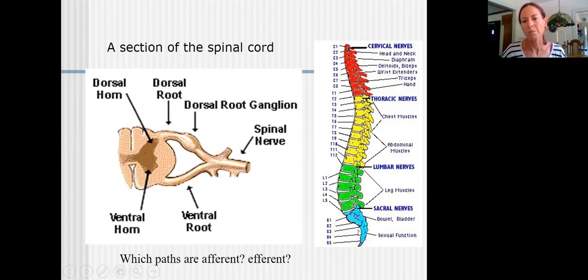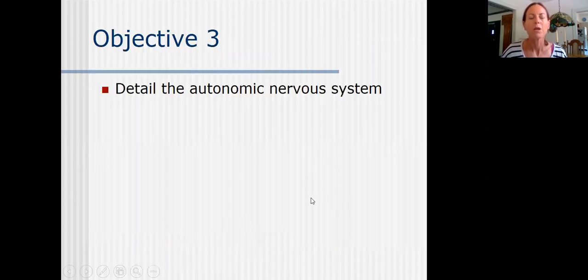Here you see the full spinal cord, and you can get an idea where if it gets cut right here, there go your legs. If it gets cut right here, you're going to lose your abdomen and your legs, anywhere where it gets cut. Of course, the worst injuries are way up here in the neck. Okay, so ask yourself, which paths are afferent, which paths are efferent? Hopefully you remember those terms from a previous chapter.